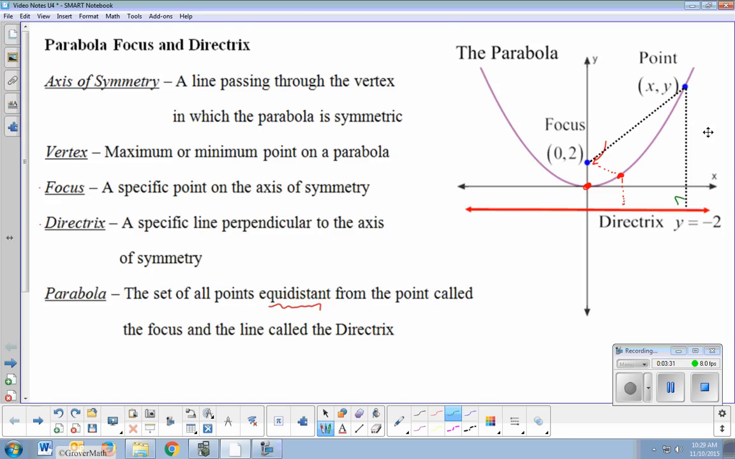Hypothetically, I don't know what this distance is, but let's say it's 12. Well, this distance would be 12 also. And so that's what a parabola is. It's all the points that are the same distance to a point and a line.